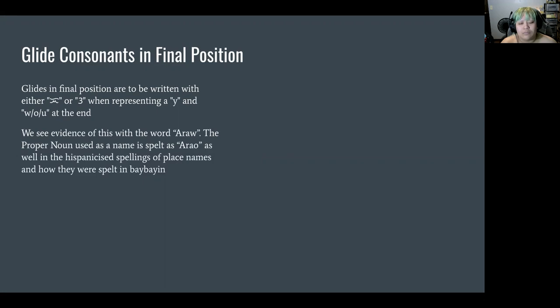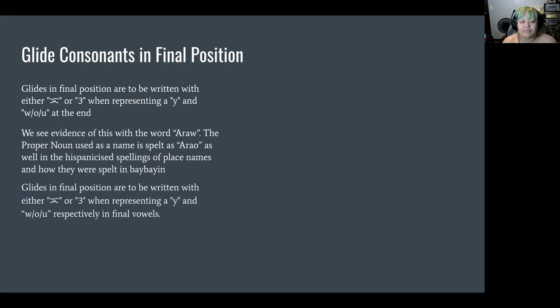You can also see it in the Hispanicized spelling of place names and how we would spell them in Baybayin. Places like Mindanao, with the Au sound, we have a W at the end. The word Kilay, meaning eyebrows, will have an I character at the end. Glide in final positions are written with that.